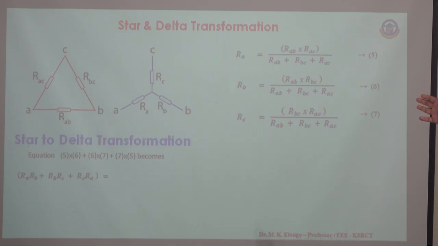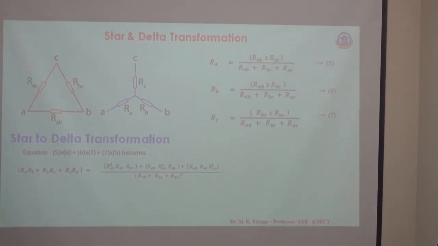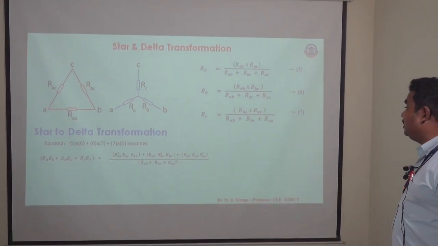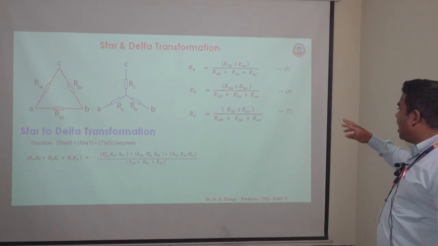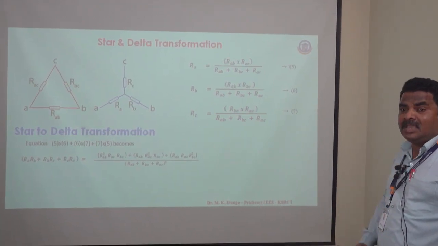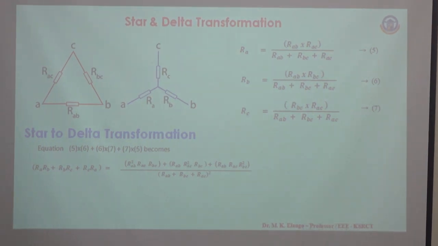Consider the left hand side: equation 5 is RA, multiplied with the sixth equation gives the RARB combination; 6 and 7 multiplied gives RBRC, and 7 and 5 multiplied gives RCRA. This is the left hand side. For the right hand side, we get RAB squared RAC RBC plus RAB RAC squared RBC plus RAB RAC RBC squared. In each and every term, RBC, RAB and RAC appear in square terms. So we got an equation like this.